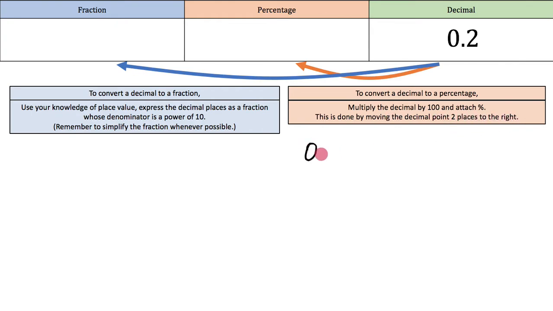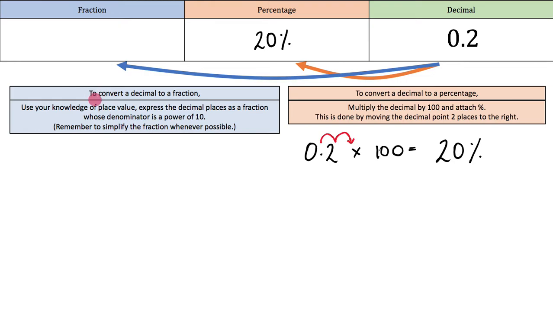So I'm going to take my decimal and I'm going to multiply it by 100. And when I'm doing that, what I'm doing is I'm taking my decimal and I'm moving it twice over. So that means what I'm going to end up with is 20%. So I multiplied by 100 and I then attach the percentage sign. Perfect. Now, how do I turn a decimal into a fraction?